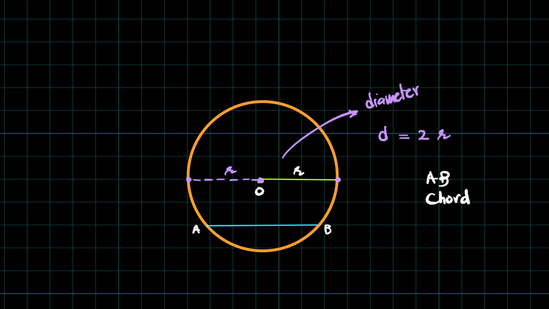One other thing, that is if this is A, this is B, and this part of the circumference is called the arc length. And we use the symbol S to denote this. Radius, we use the symbol R.